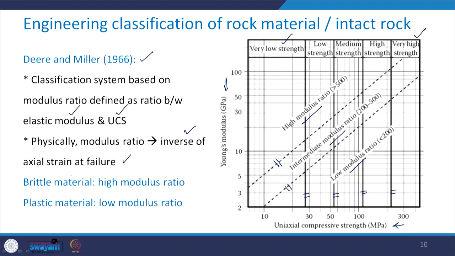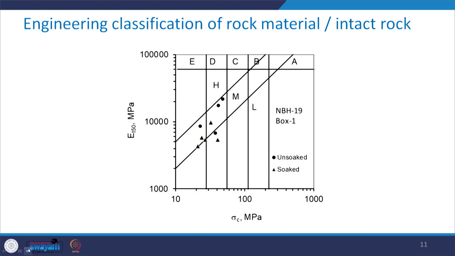As far as brittle materials are concerned, you have a high modulus ratio. In case of plastic materials, they possess a low modulus ratio. So in the next slide, I have pasted a figure which is giving you some idea. This is a typical figure from a site where we tested the samples, obtained the elastic modulus as well as the UCS of those samples, and then put all the data in one space.